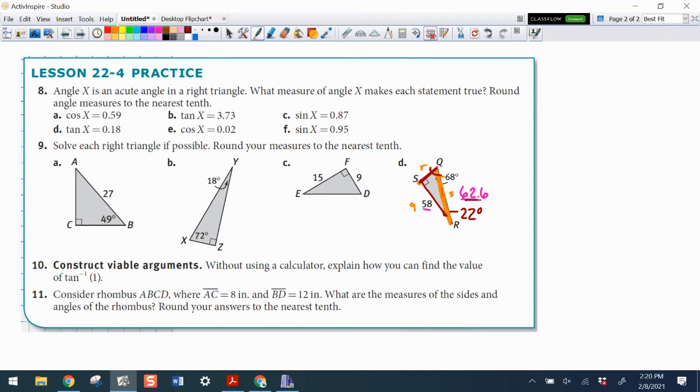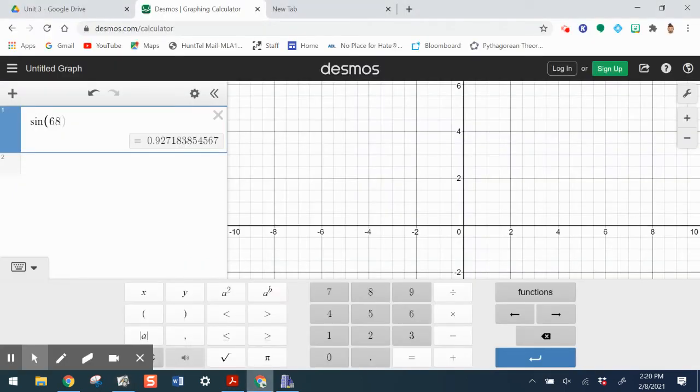Again, I'm going to try to avoid rounded measures as much as possible. I'm looking for the adjacent side, and I was given the opposite. So we are going to use the tangent function, because the definition of tangent is the opposite leg compared to the adjacent leg. So the tangent of our 68 degree angle, which is angle Q, is equal to the opposite side, 58, compared to the adjacent side, which we are calling lowercase r. Again, we're going to replace tangent of 68 with the approximated value. So let's input the tangent of 68.